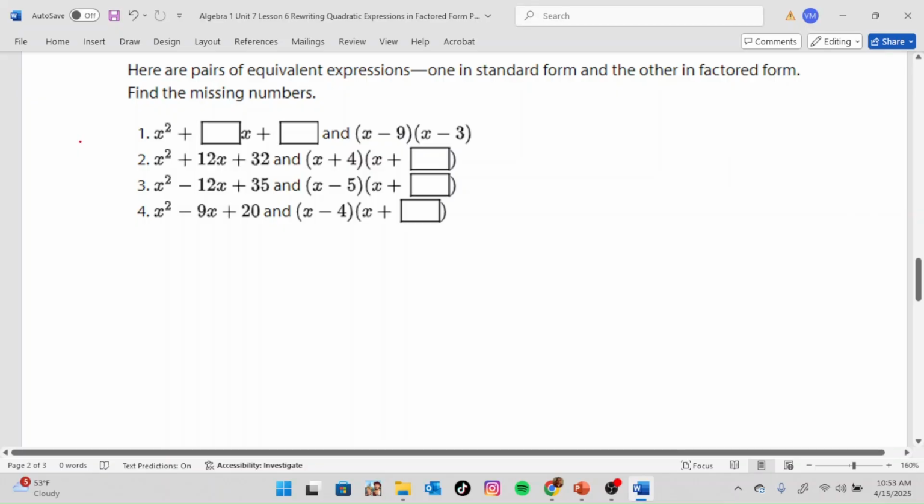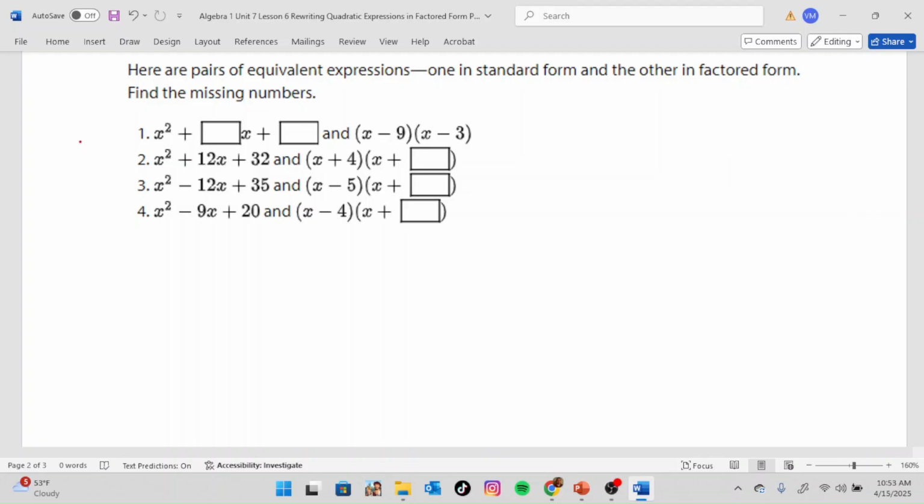Practice problem number 4 says here are pairs of equivalent expressions, one in standard form on the left and the other in factored form on the right. And what they want us to do is find the missing numbers. Now, 1 is actually the more complex problem. So I'm going to show you how to do numbers 2, 3, and 4, and then we'll come back to number 1.